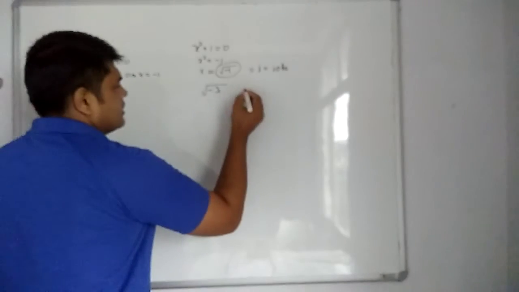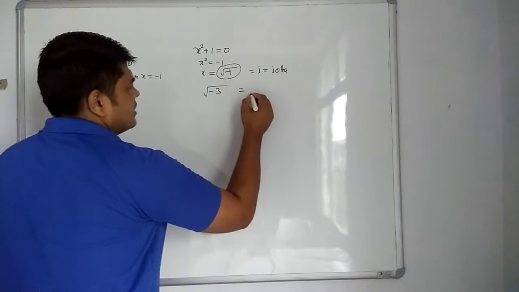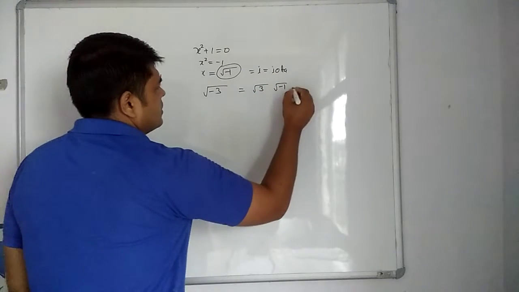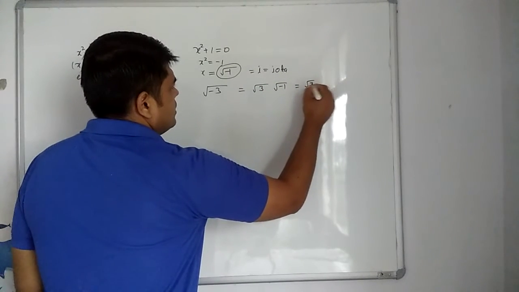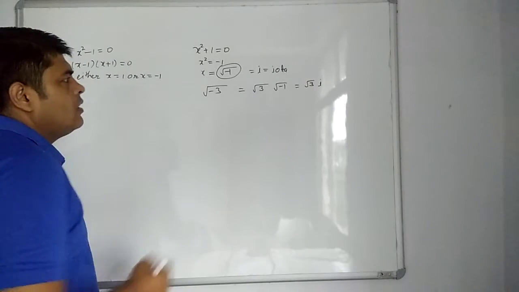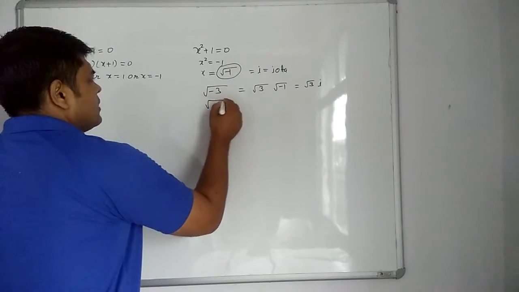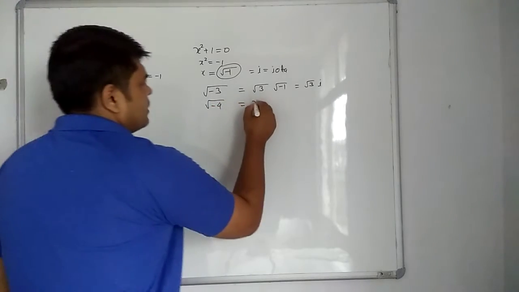So what can you write down root of minus 3 as? Root of minus 3 can be written as root under 3 into root under minus 1, that is equals to root 3 iota. So what is next? Similarly, for any number like root under minus 4, you will write it as 2 iota.